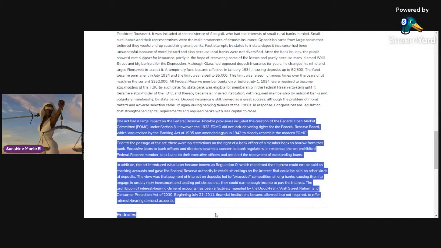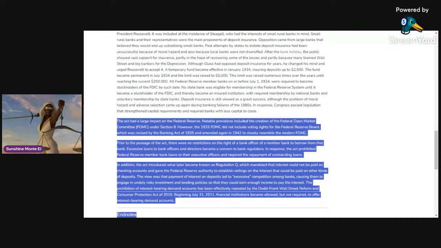The act had a large impact on the Federal Reserve. Notable provisions included the creation of the Federal Open Market Committee, FOMC, under Section 8. However, the 1933 FOMC did not include voting rights for the Federal Reserve Board, which was revised by the Banking Act of 1935 and amended again in 1942 to closely resemble the modern FOMC. Prior to the passage of the act, there were no restrictions on the right of a bank officer of a member bank to borrow from that bank. Excessive loans to bank officers and directors became a concern to bank regulators. In response, the act prohibited Federal Reserve member bank loans to their executive officers and required the repayment of outstanding loans.